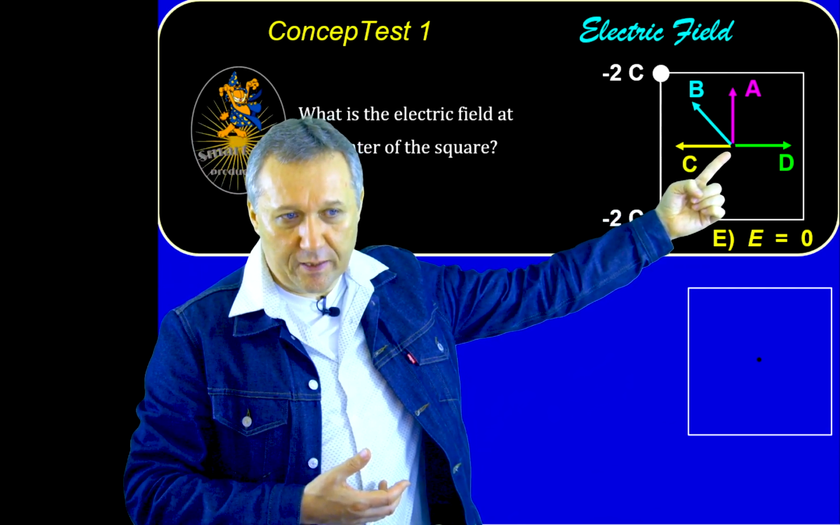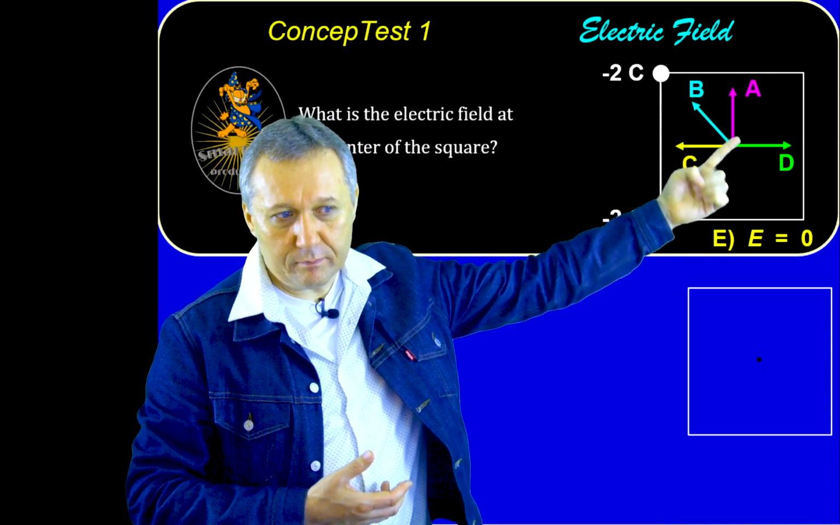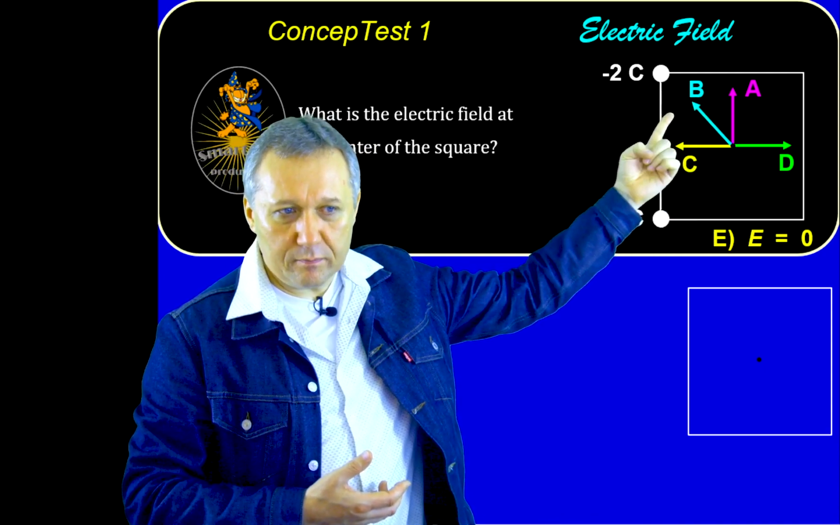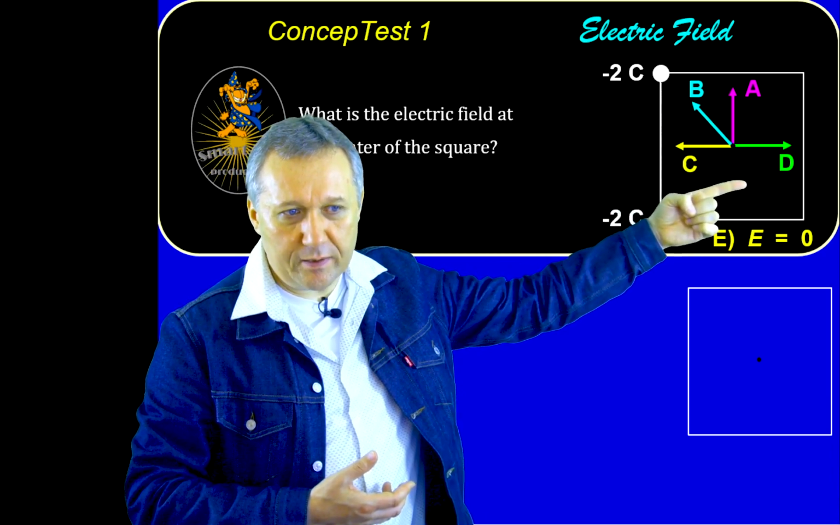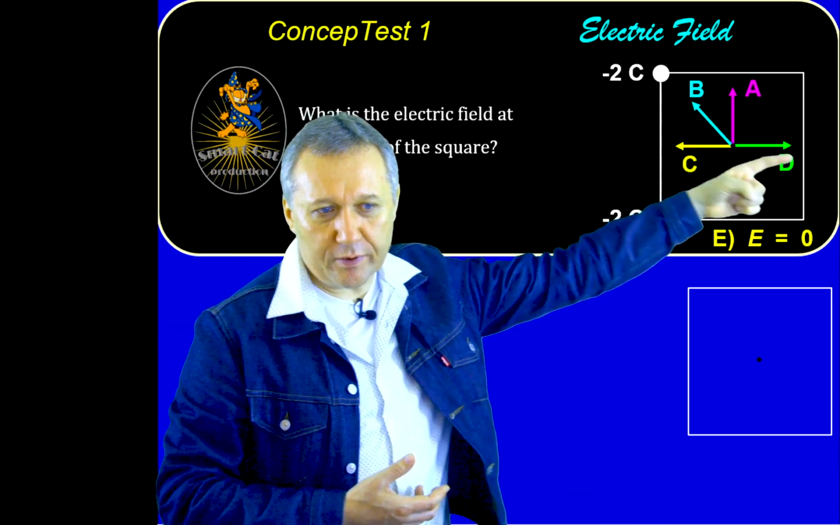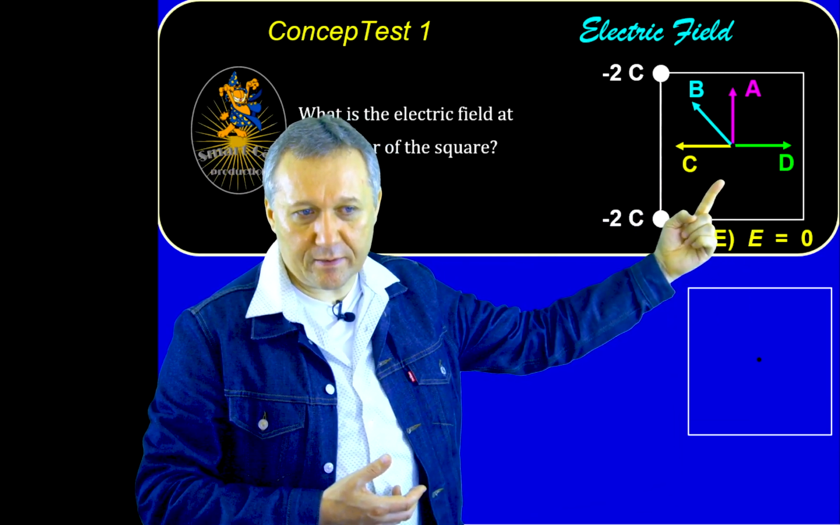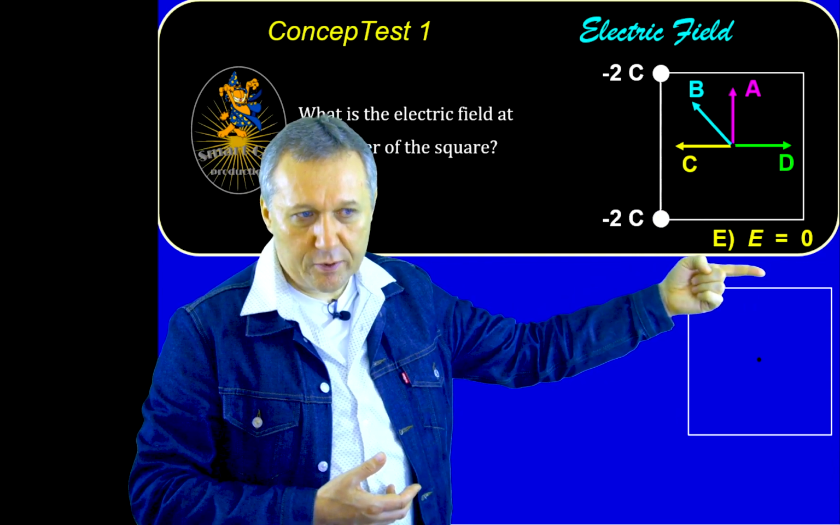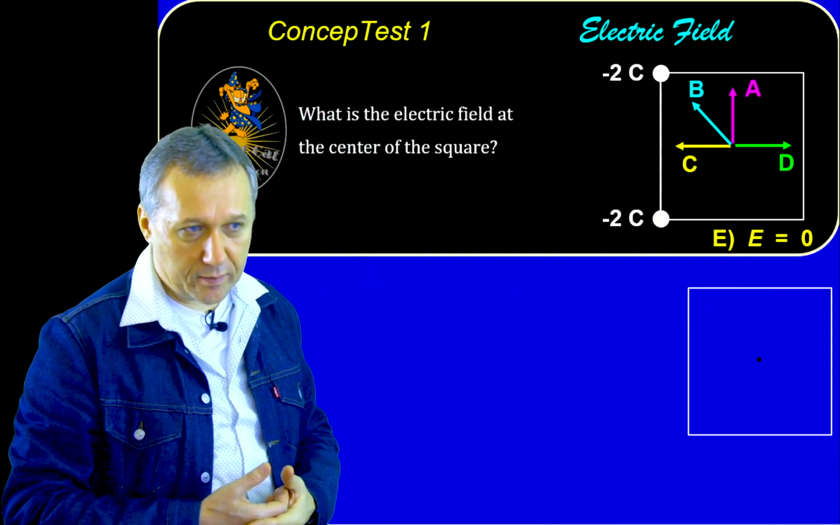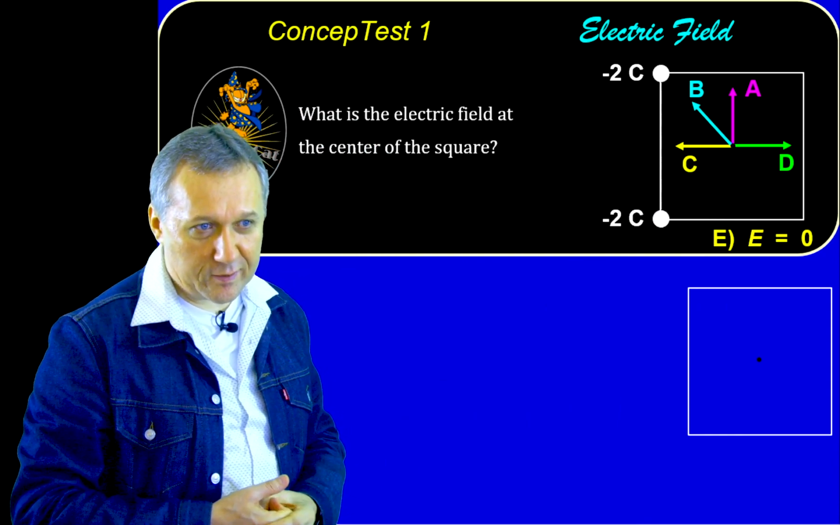Direction of the electric field at this point. A, straight up. Is it true or not? B, it points this way. C, points that way. D, direction of the electric field at that point that way. And the last option, E, the electric field at the center is 0. So what is correct at the center of this square?